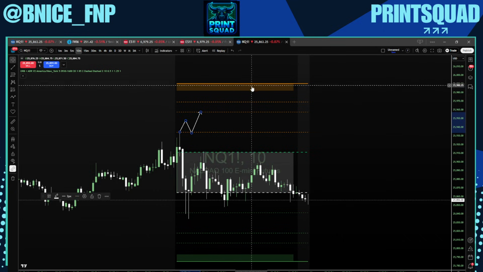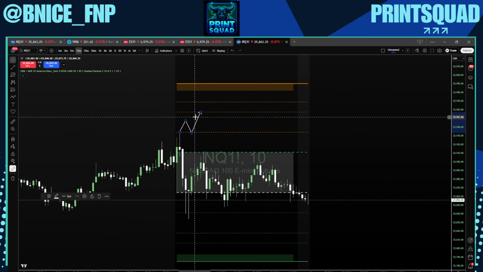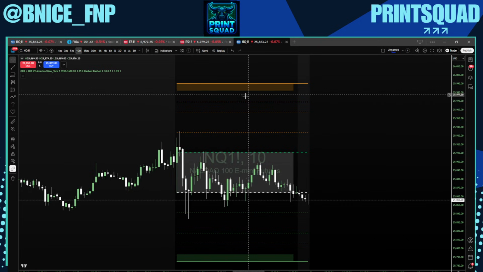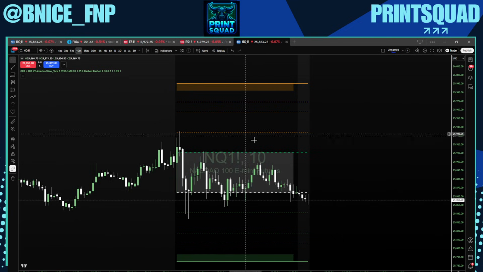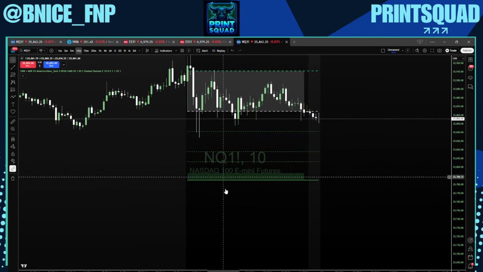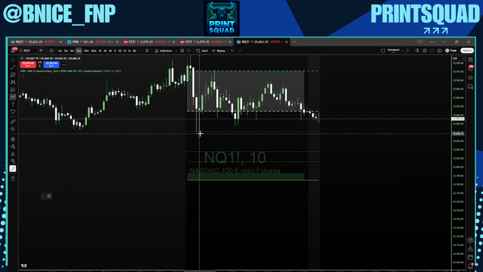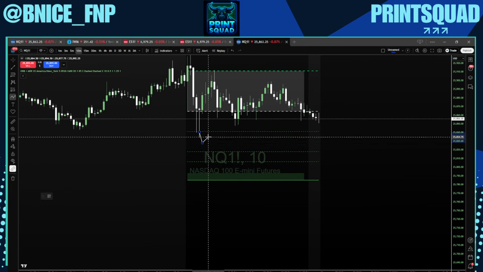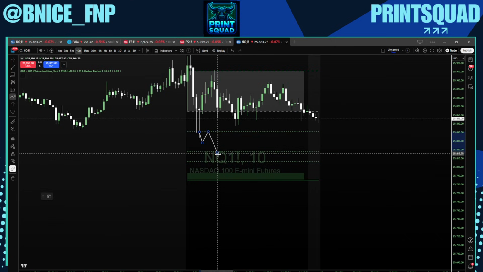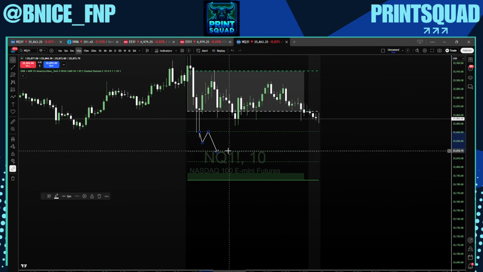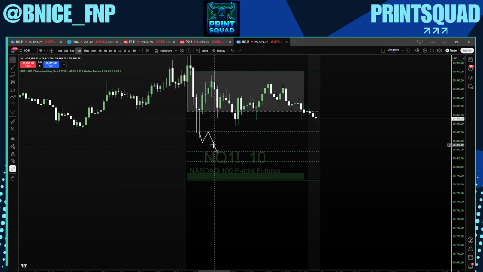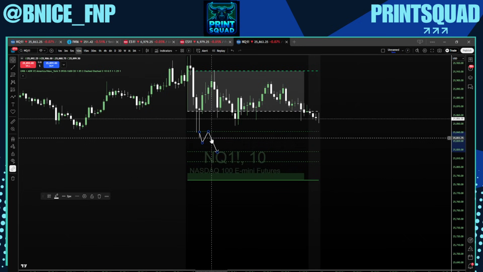Once you get to this area, you should be expecting some type of rejection potentially. So just make sure that you know you're only in runners at that point. And then same thing to the downside right here. If this were to come down, retest this level, then we would expect price to go to that next ORB level right there. And then down here, we would potentially expect a bounce.